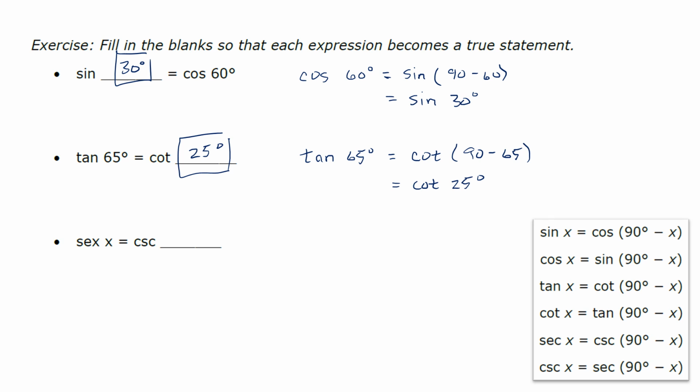Okay. The secant, I believe this is supposed to be secant. There we go. The secant of x equals the cosecant of what expression? Well, secant and cosecant are cofunctions. So the secant of x is going to equal the cosecant of 90 minus x. We can't simplify that expression, so it will be 90 minus x degrees.